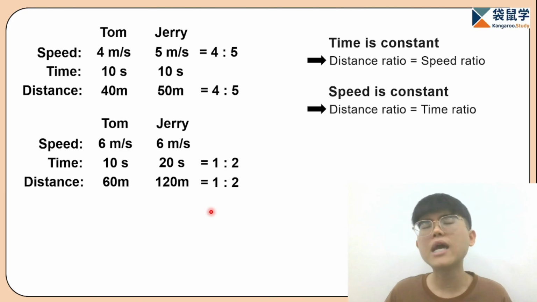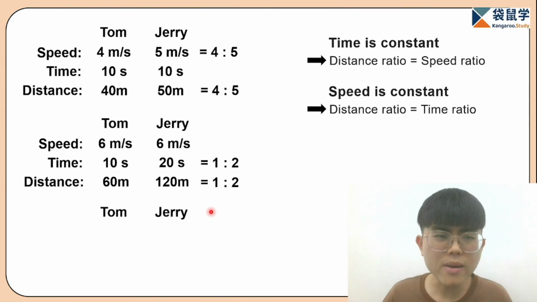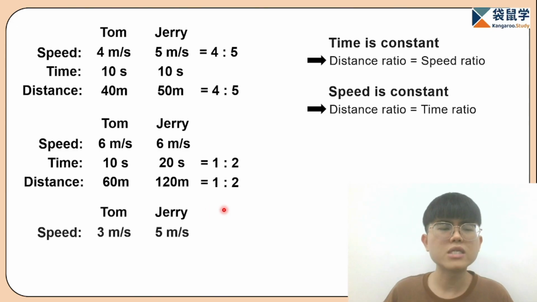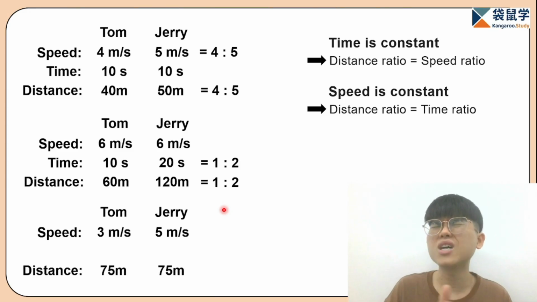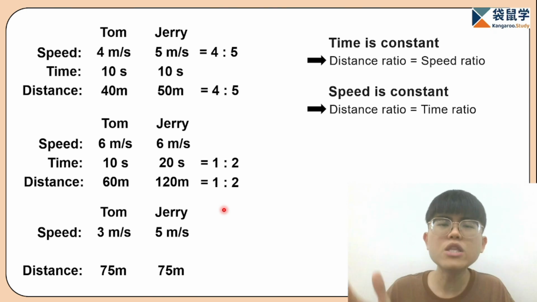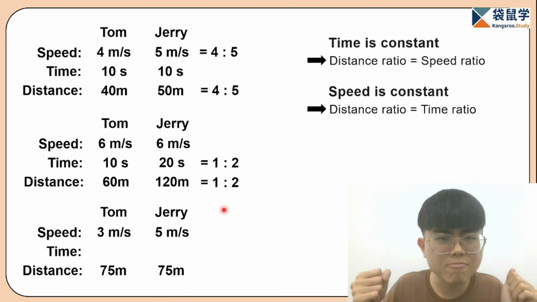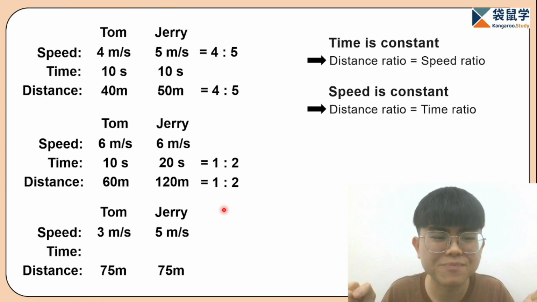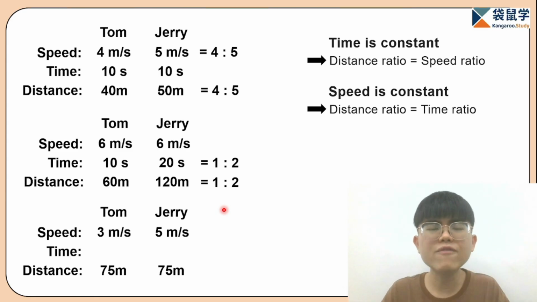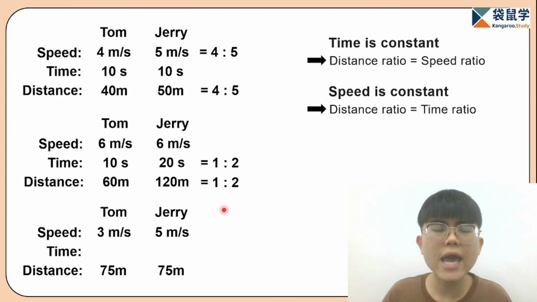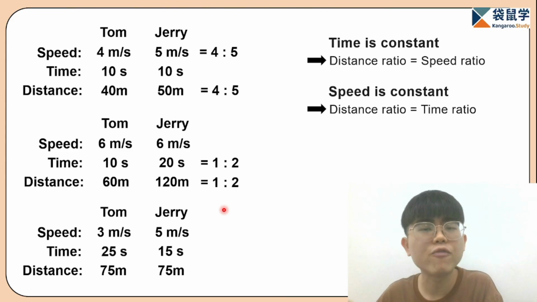Now, our third example. Again, welcome our Tom and Jerry, and this time we have the speed. Tom is 3 meters per second, Jerry is 5 meters per second. We said that in this case, both of them travel a total of 75 meters. We need to find out what the time will be. So everyone, how do you find the time? To find the time, we just have to use the distance divided by the speed. So in this case, the time needed will be 25 seconds and 15 seconds.